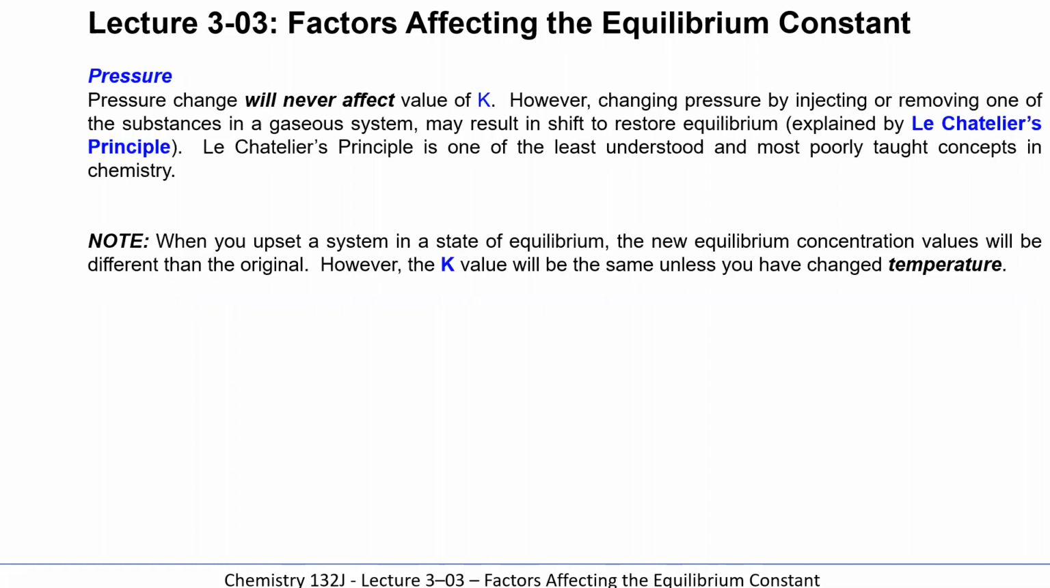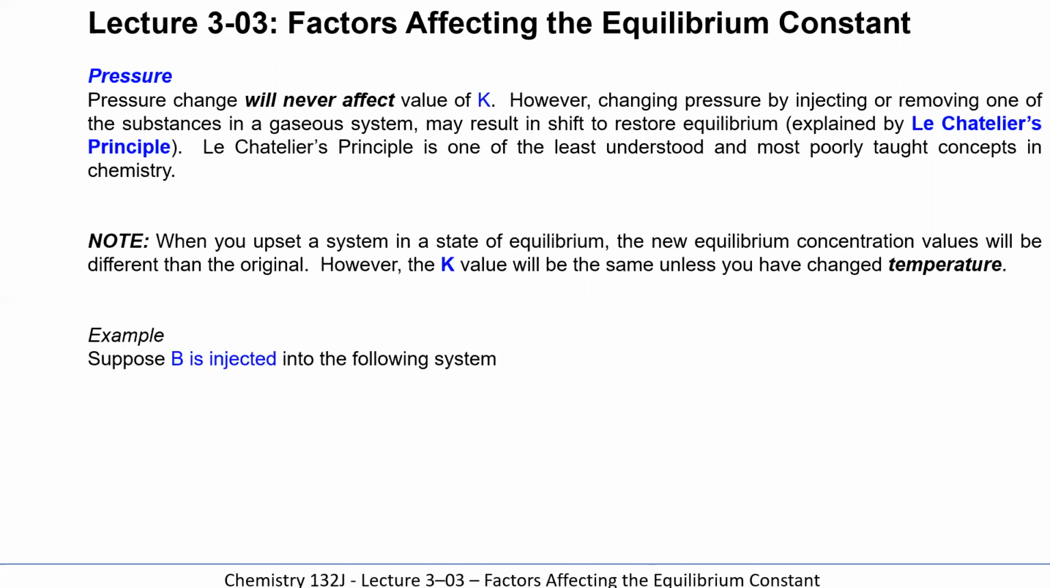When you upset an equilibrium state, the system will adjust to it. The new concentrations will be different than the original ones. However, if the system remains isothermal, it means the temperature doesn't change, then the K value will remain the same. So I'll give you an example.